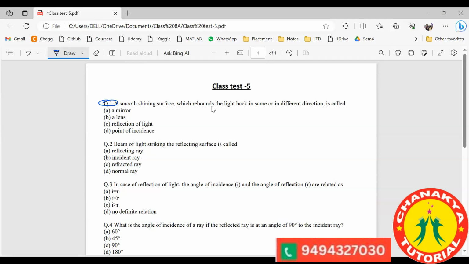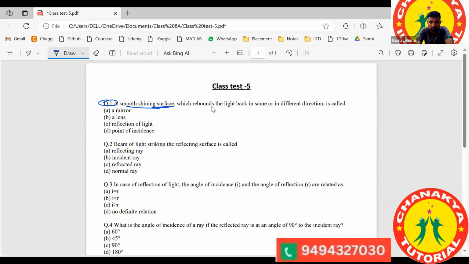Okay, so it's talking about a smooth, shining surface. So we will try to find any object which has a surface. It's talking about a surface which rebounds the light back in the same or in a different direction.